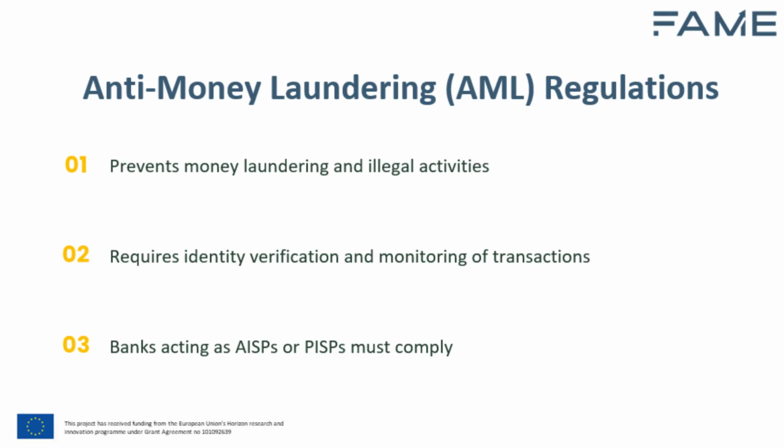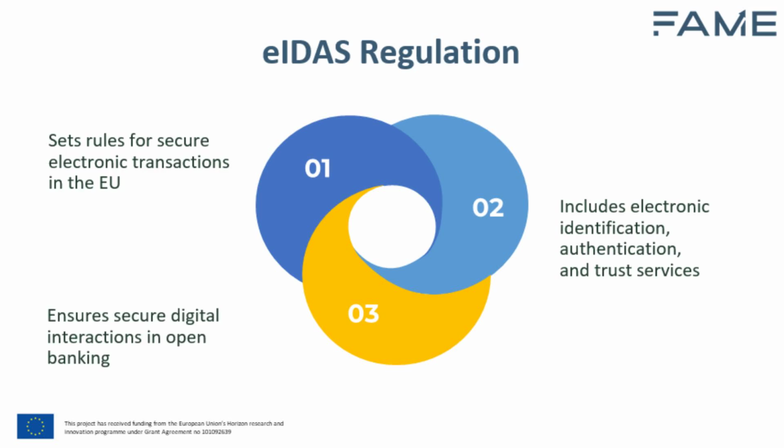AML regulations are designed to prevent money laundering and the financing of illegal activities. Open banking regulations should include measures to verify the identity of individuals, conduct ongoing monitoring, and report suspicious transactions. Banks acting as account information service providers, AISPs, or payment initiation service providers, PISPs, under open banking must comply with AML requirements.